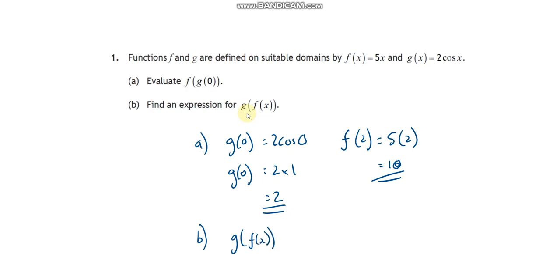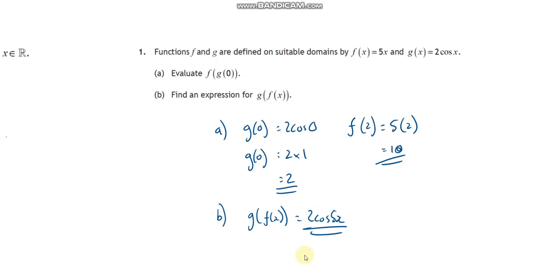Let's just write my g function. So that's 2 cos. I don't write out x, I'm going to write out f of x. So f of x is 5x. I'll just say 2 cos 5x. Sorted. So you're just putting that function into the other function.